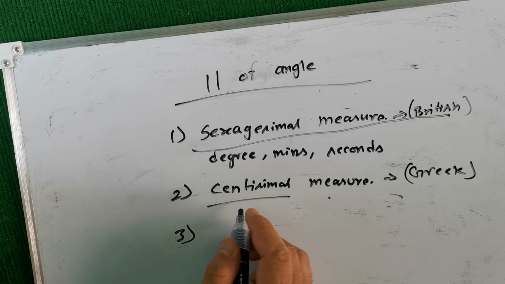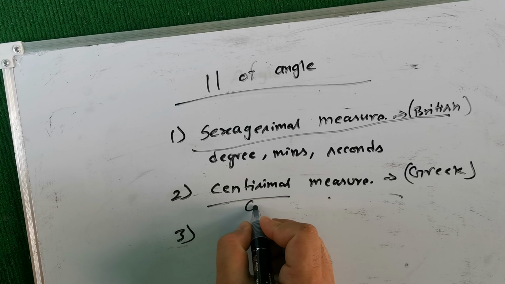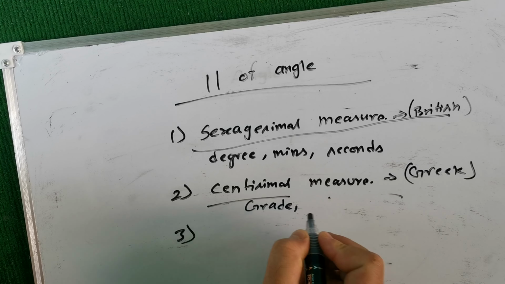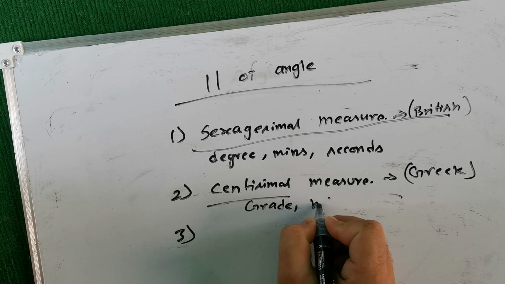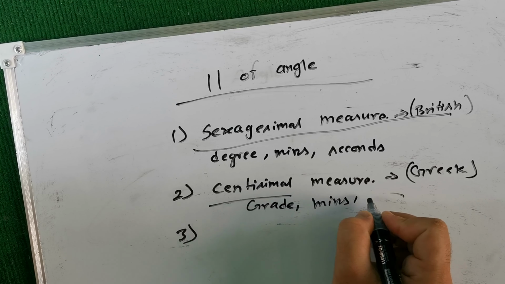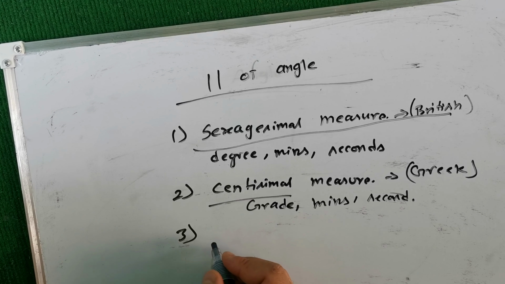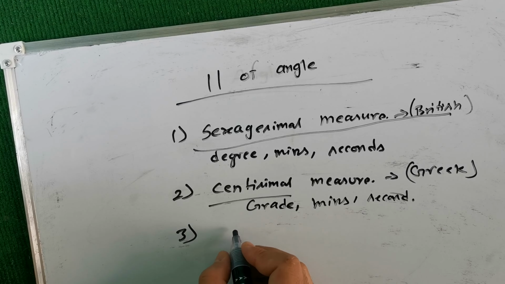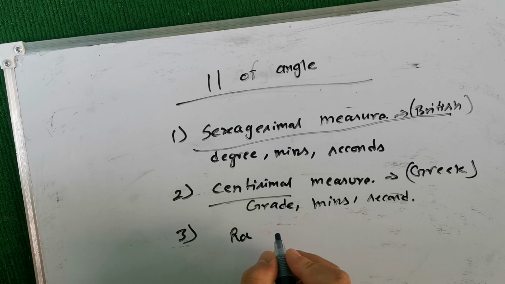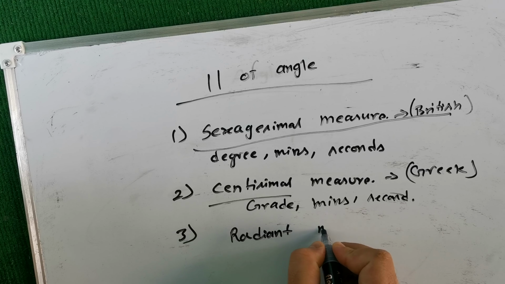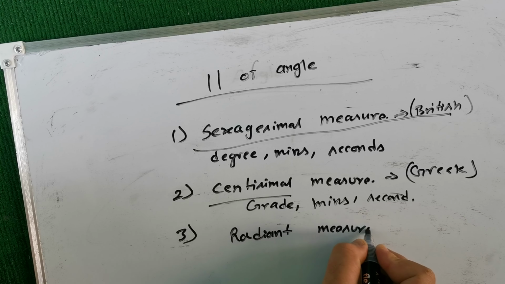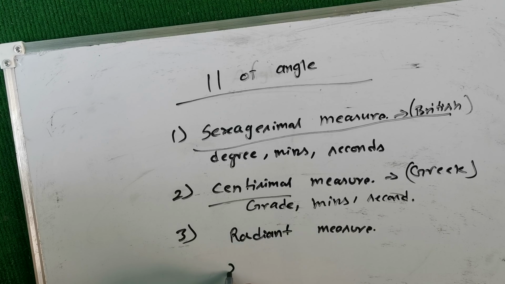Centesimal measure is grade, minutes and seconds. And the third is radian, the radian measure, simply known as pi.